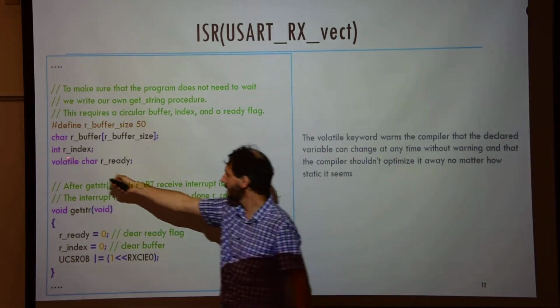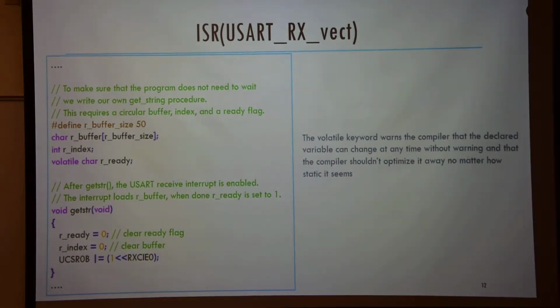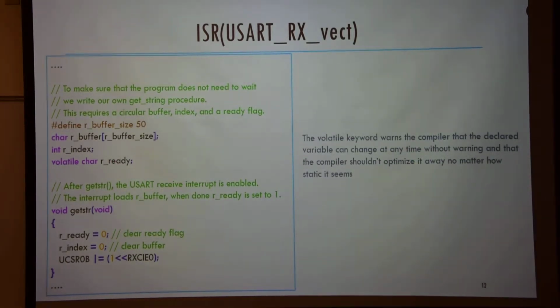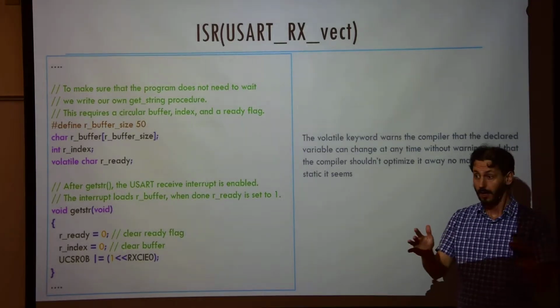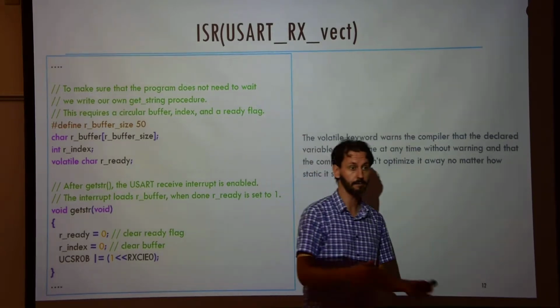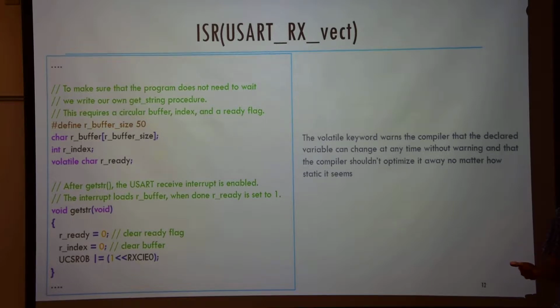Now notice, you see here a volatile over here. This is the first time that you've seen this. Why do we put it there? First of all, the volatile keyword warns the compiler that the declared variable, which is this already, can change at any time without warning, and that the compiler shouldn't optimize the array no matter how static it seems. Okay, let me explain something about compilation. In the main program, this already variable will never be changed. It will not be set to 0, or changed from its default value of 0.